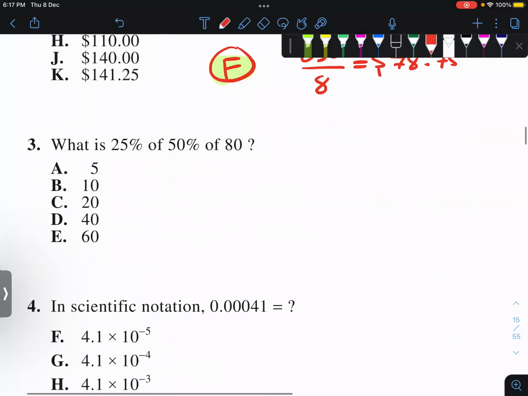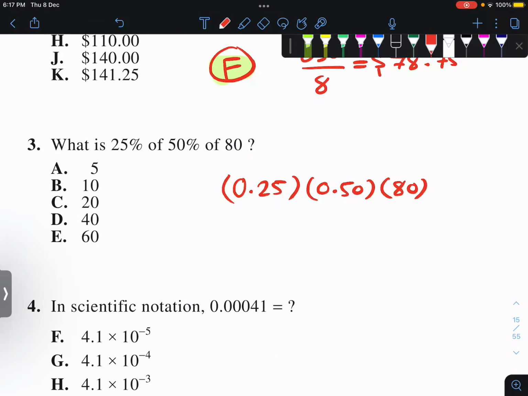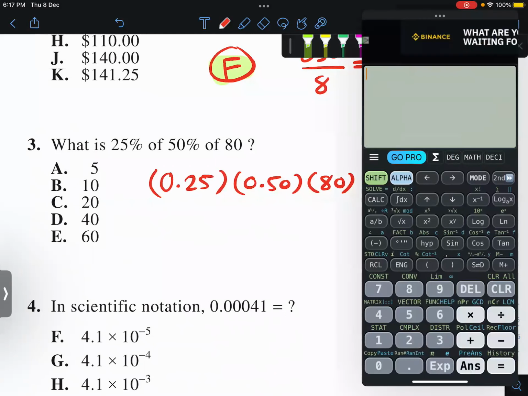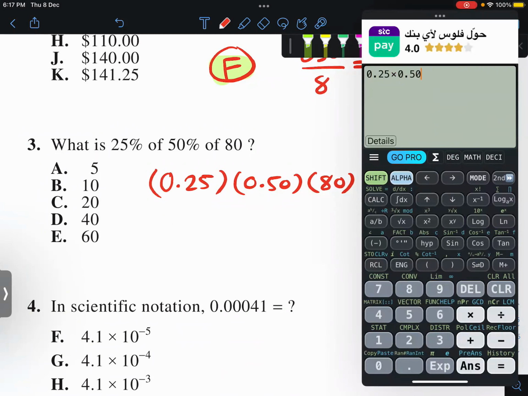Next question. What is 25% of 50% of 80? So we should say 0.25 of 0.50 of 80 and multiply this all in the calculator. 0.25 times 0.50 times 80 is going to give us 10. So the answer is B. True?